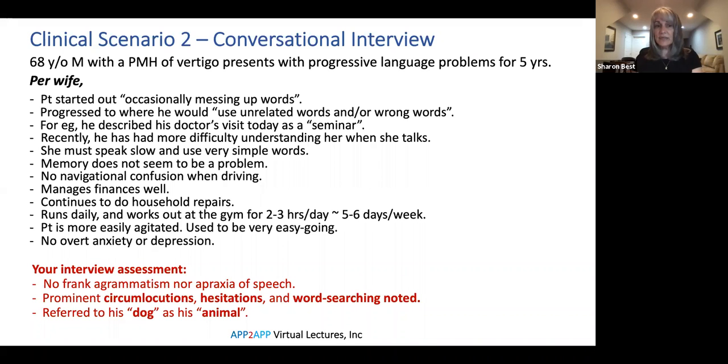He's quite active. He runs daily and goes to the gym 2 or 3 hours a day, 5 days a week. He's more easily agitated, and he used to be a very easygoing guy. He has no overt anxiety or depression. Now, during your interview, he has no frank agrammatism or apraxia of speech. He has prominent circumlocutions, hesitations, and word-finding difficulties noted. He also referred to his dog as his animal.